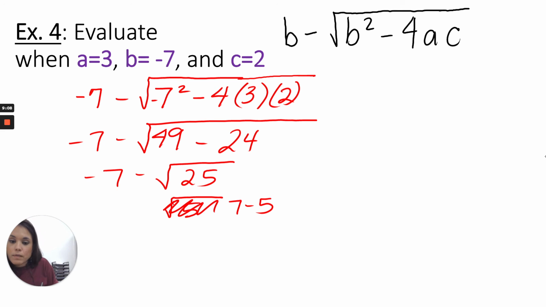Rewrite this. So this becomes negative 7 minus a positive 5. We change the operation sign to a plus. We change the sign of the second number to a negative. A negative 7 plus a negative 5 equals negative 12. My answer is negative 12.